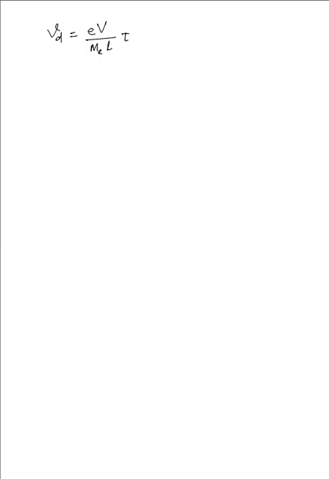Now this is in magnitude form, because we know that the electrons drift in the direction opposite to that of the field. So here we are concerned with the magnitude only, where e is the charge of the electron, V is the potential difference across the conducting wire of length L, which is in the denominator, m is the mass of the electron, and tau here is the relaxation time.